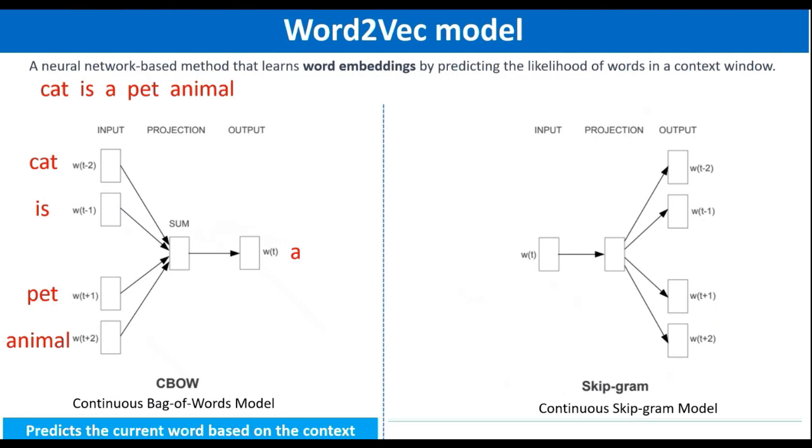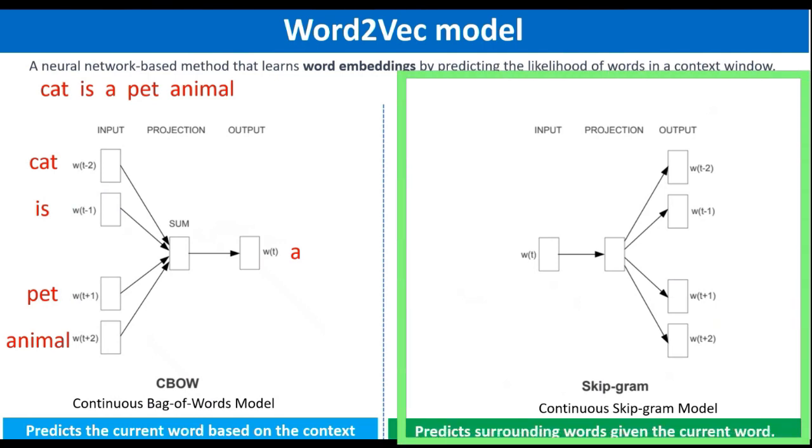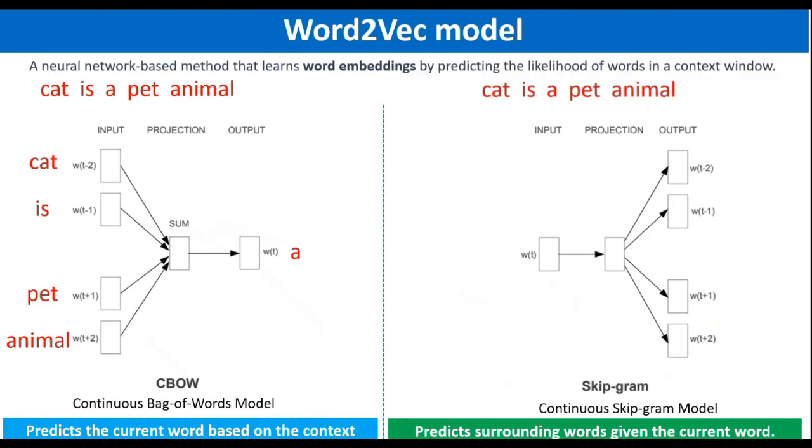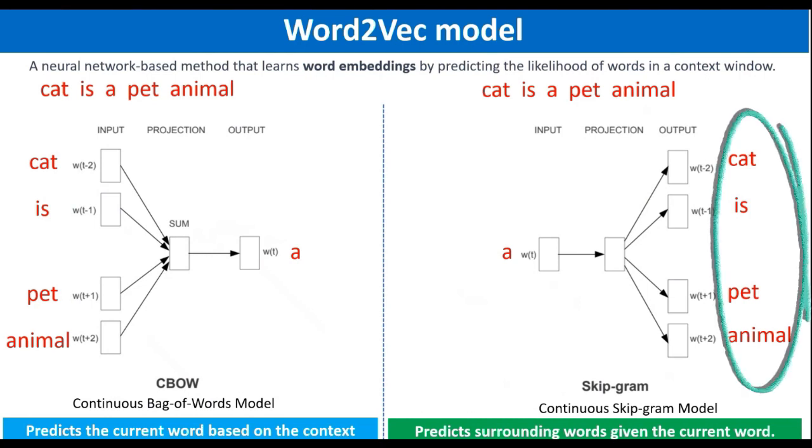On the other hand, skipgram reverses the CBOW approach. It predicts the context words, or the surrounding words, given a target word. That means for the same sentence, which is "cat is a pet animal", it will try to predict words like cat, is, pet, and animal for the target word "a".